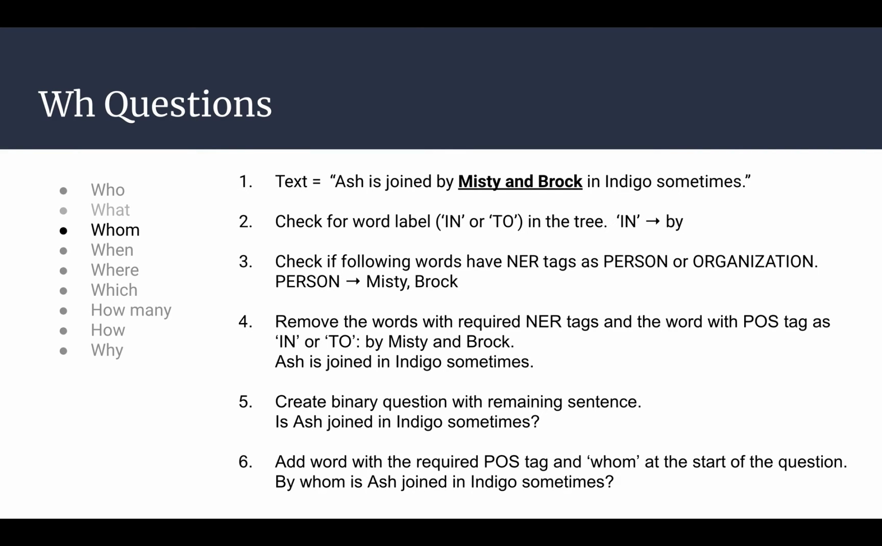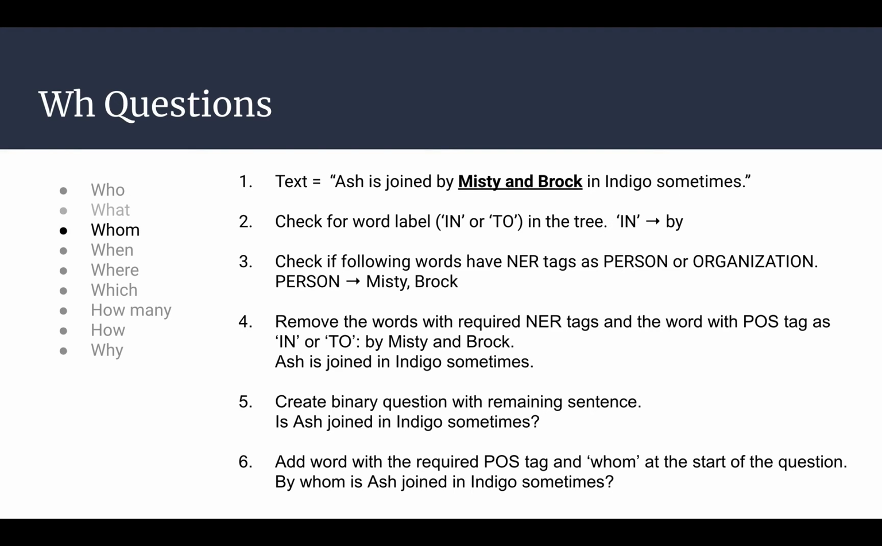In the case of whom, we check for the word labels in and to in the tree, then check if there are NER tags with person or organization following this. We then remove the words with the NER tags and the part of speech tags in or to, create a binary sentence with the remaining sentence, and add the word with the required POS tag and whom at the start of the sentence.